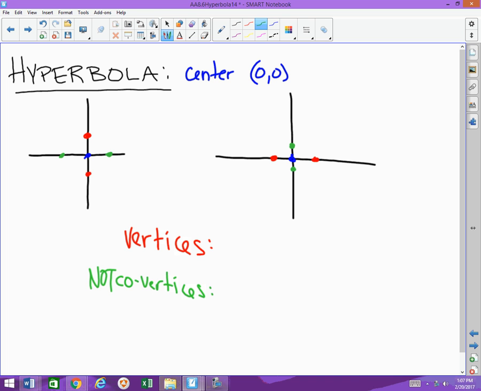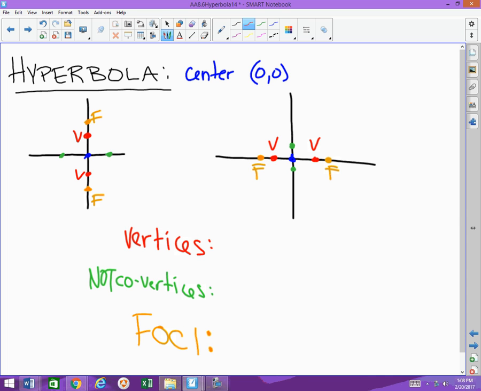And there's also a focus point, except there are two of them, and those are on the same axis as the vertices. The focus points are outside of where all of the other points are. So these are the focus points. And the only other ones you really have to plot on your graph are the vertices.